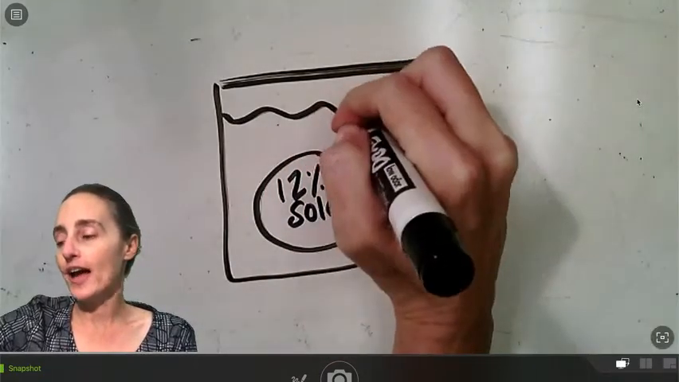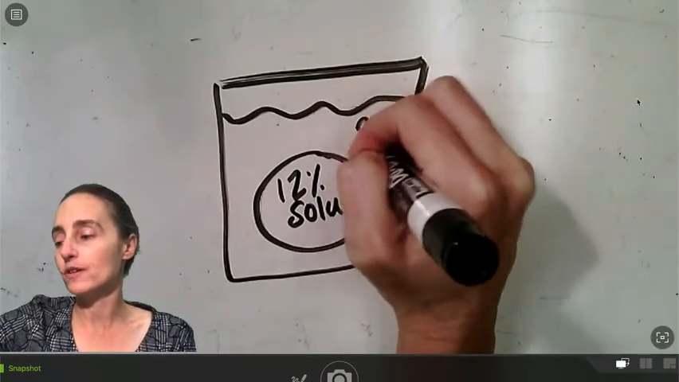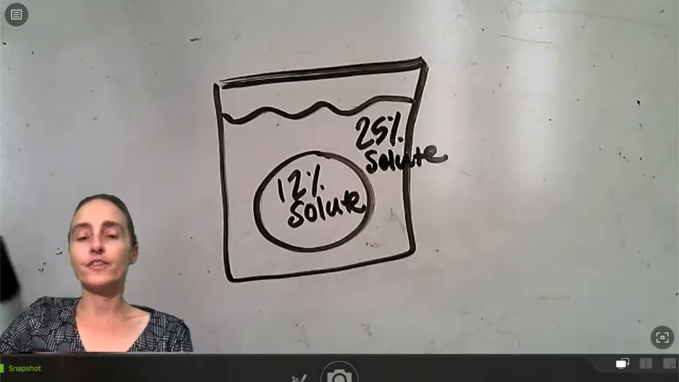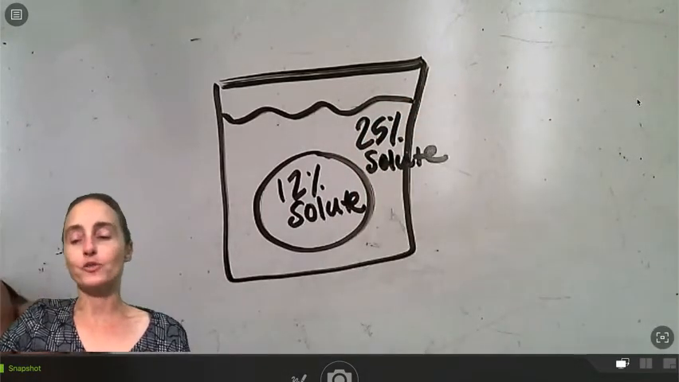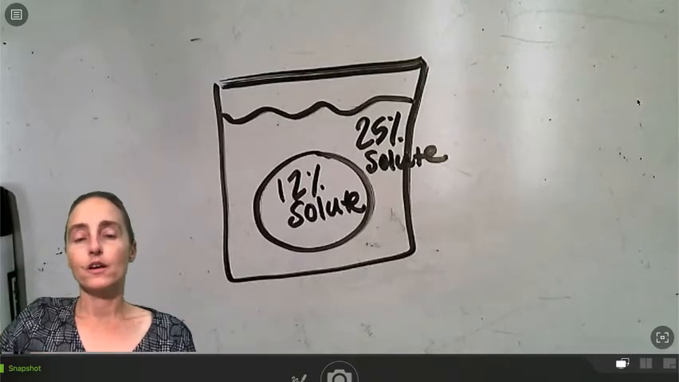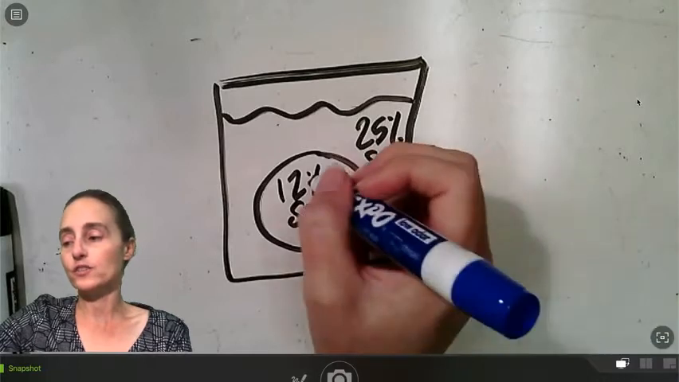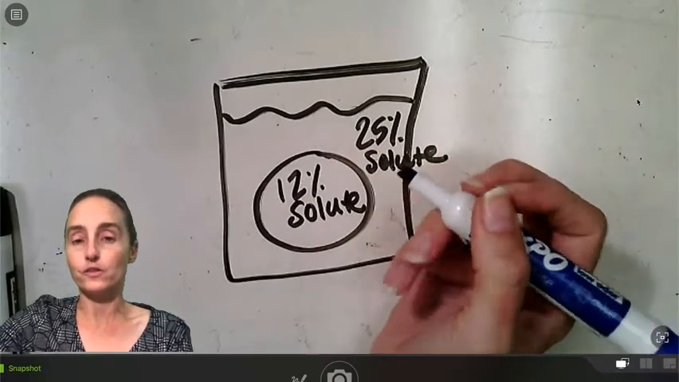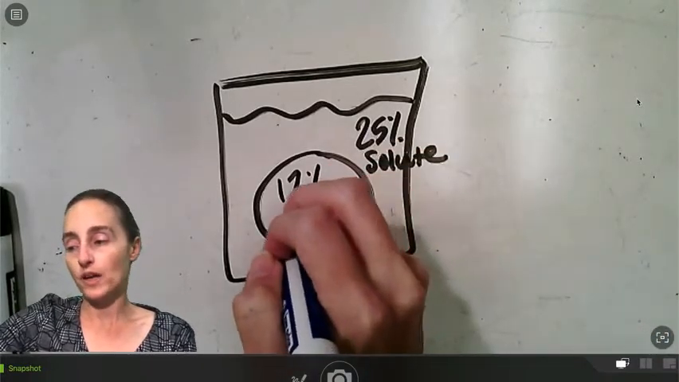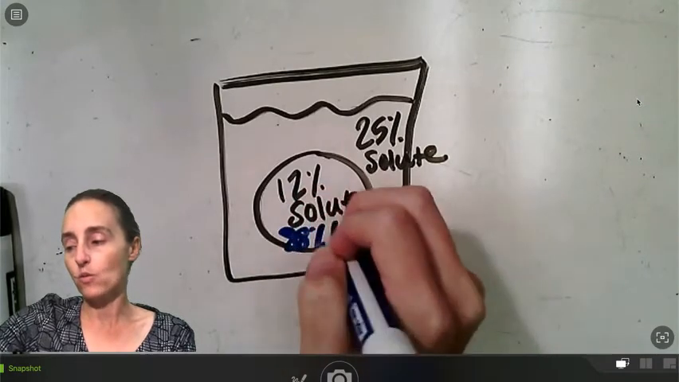Okay, the beaker has 25% solute. First of all, if it's got 12% solute, how much water does it have? Well, it's just a solution that only has solute and solvent. So if it has 12% solute, all the rest is water. Okay, so that's going to be 88% water.